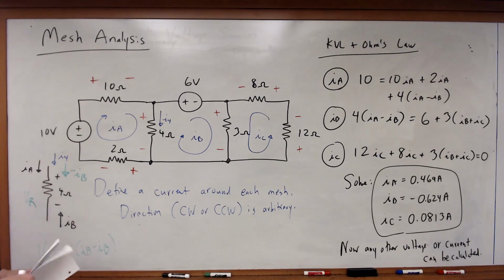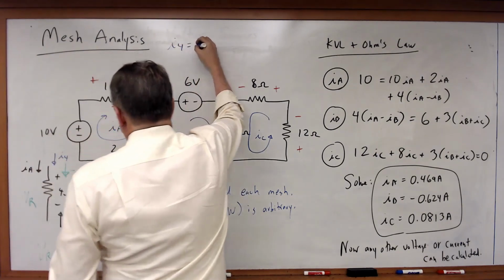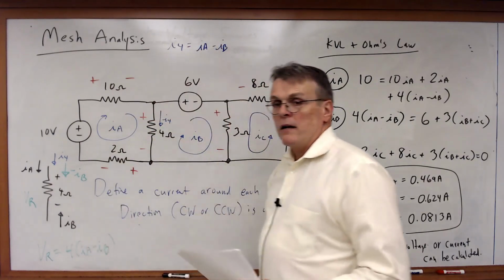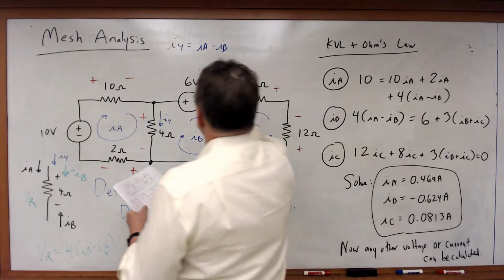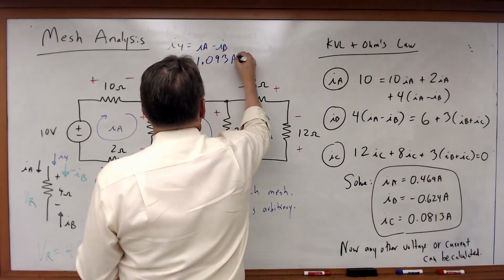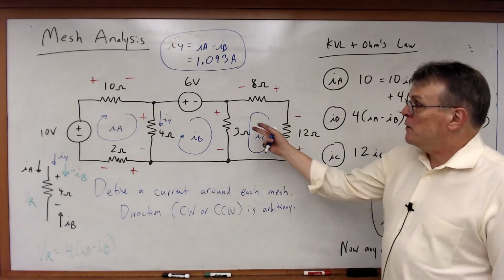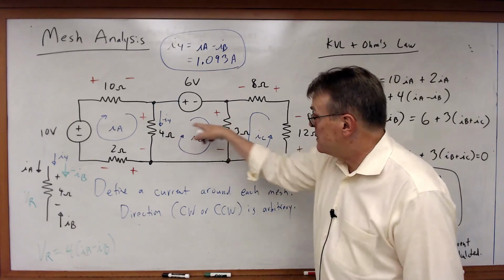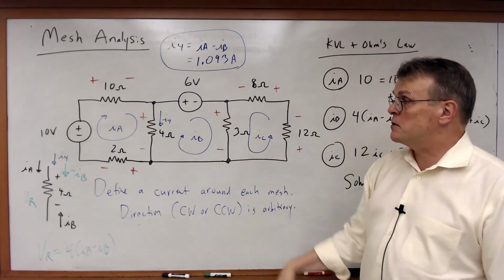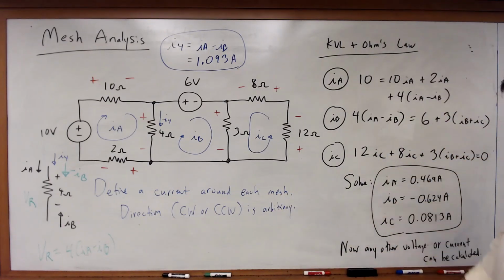And therefore, I4 is equal to IA minus IB. And now I can go through and calculate that. That'll be equal to 1.093 amps. And there you go. So I can calculate the currents through either of these resistors. I can calculate the voltage across any resistor just in terms of a linear combination of these mesh currents.